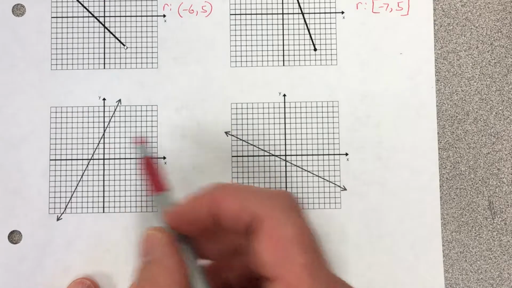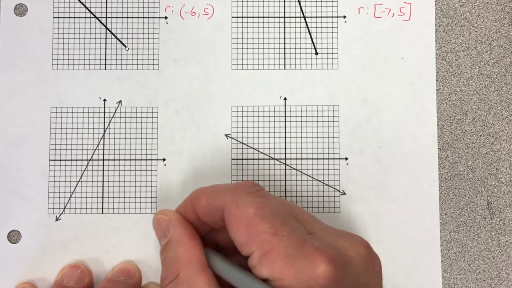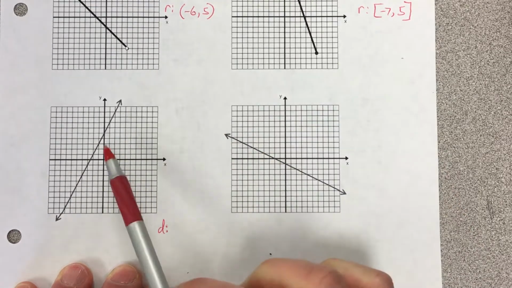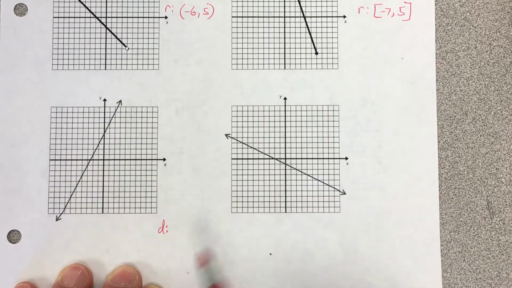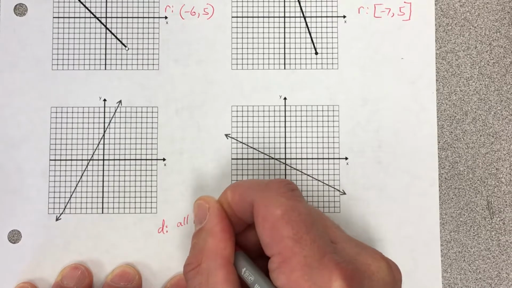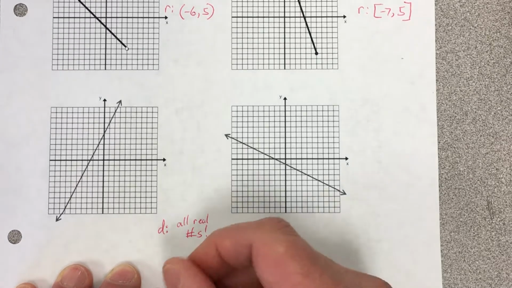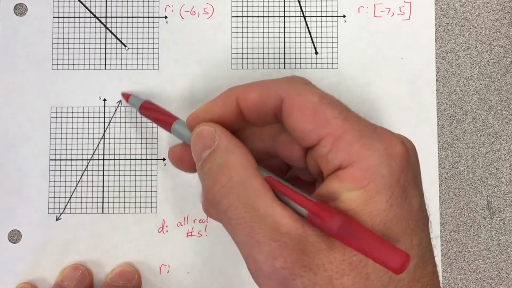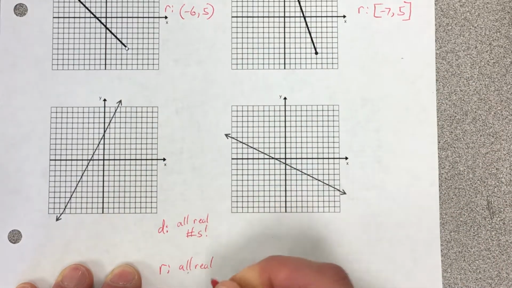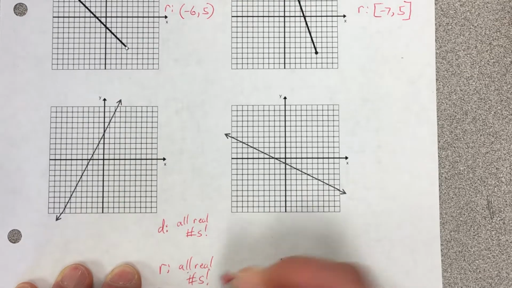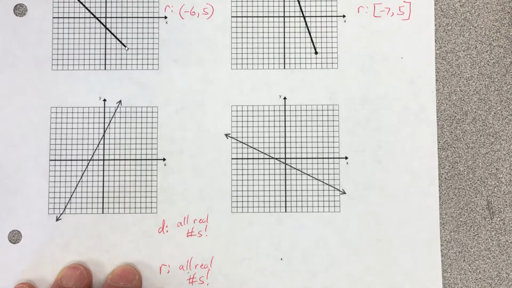So on both of these, actually, our domain is the smallest x value to the biggest x value. Now, because it goes forever in both directions, we would typically say all real numbers and be done. For our range, the y values, because it goes on forever, both directions, we would say all real numbers, and that would cover everything. But in interval notation, we write it differently.